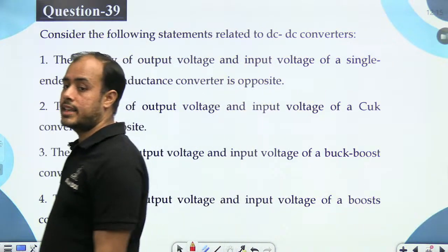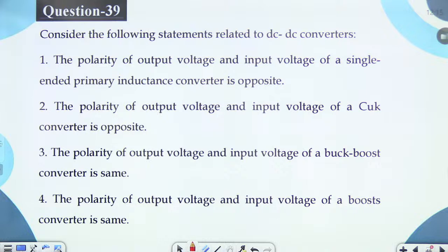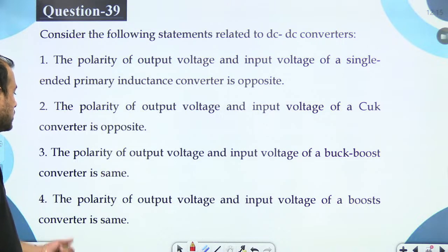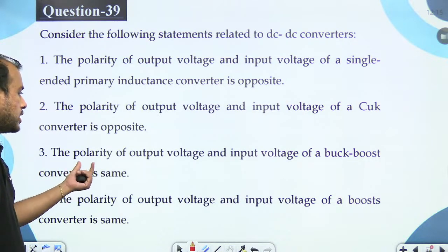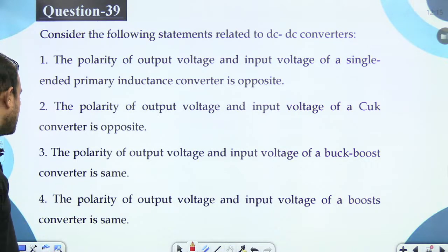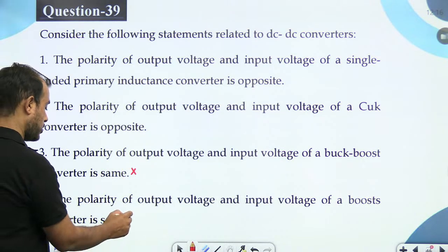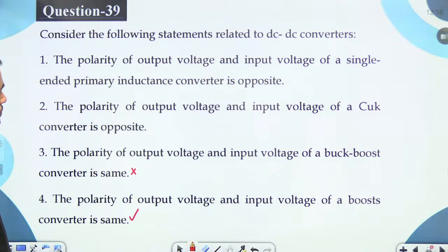Consider the following statement related to DC to DC converter. The polarity of output and input voltage of a single-ended primary inductance converter is opposite. The polarity of output and input voltage of a choke converter is opposite. Polarity of output and input voltage of buck boost converter is same. Input voltage of a boost converter is same. Single ended primary inductance converter.